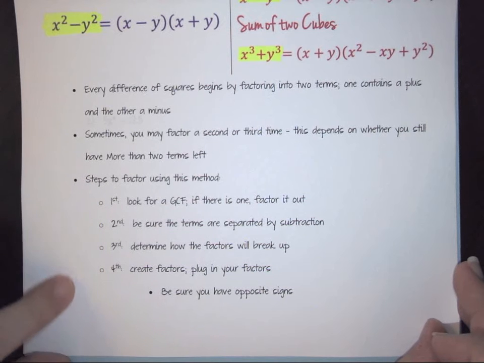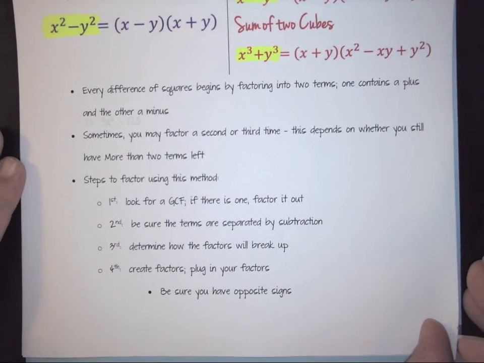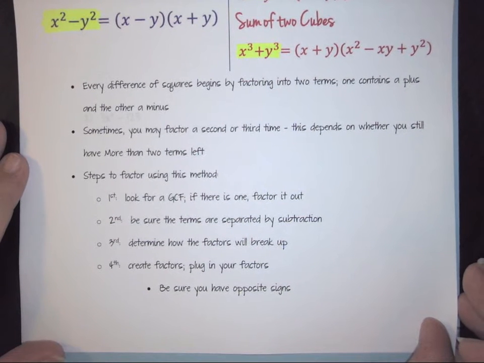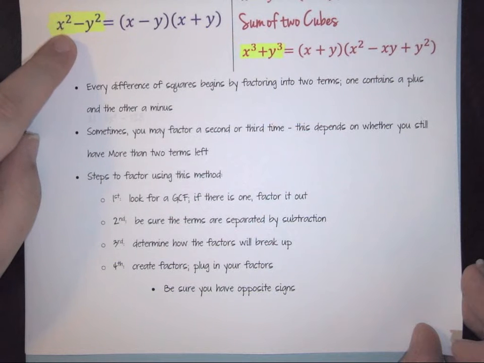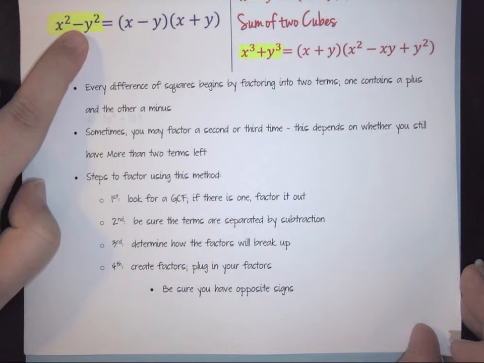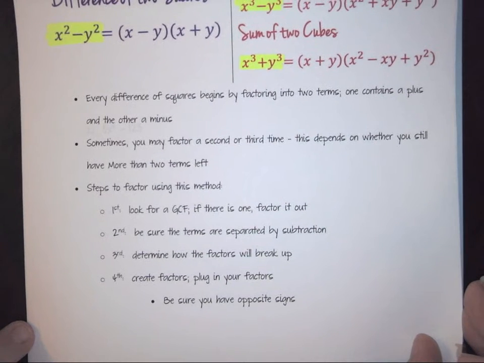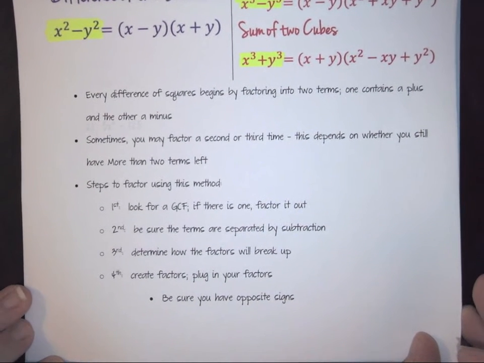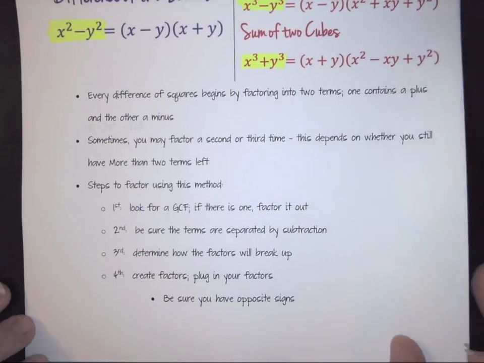The steps to use are fairly simple. First and foremost, you always want to look to see if there's a GCF, that greatest common factor. The second thing you want to do is you always want to make sure that your terms are subtraction. In other words, if this up here said x squared plus y squared, you cannot use this method. What we're looking at specifically is that subtraction term. You're going to look at each term individually in terms of its square properties, and you're going to reduce them down. Once you do that, you need to create your factors.